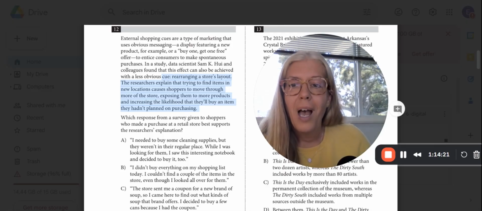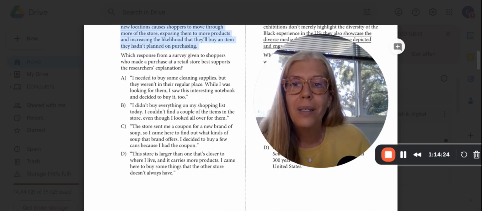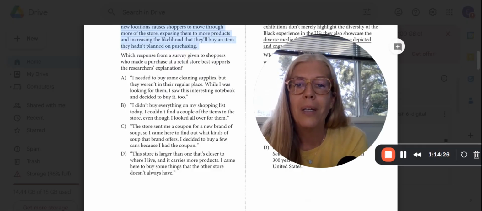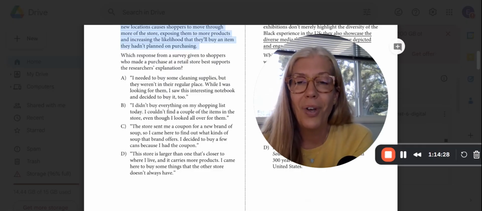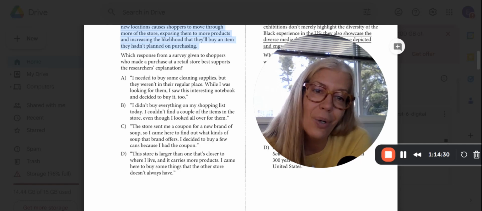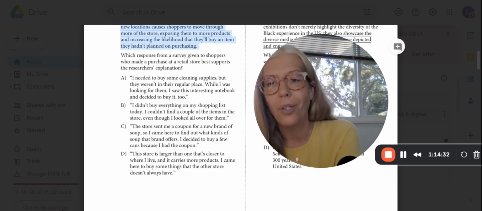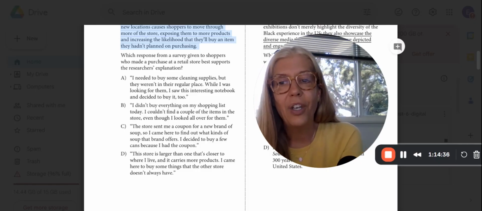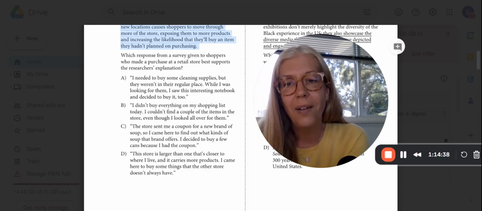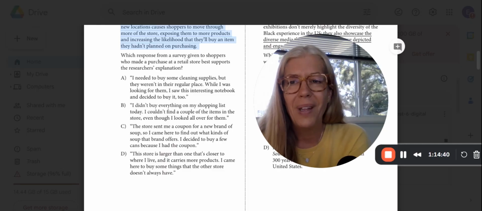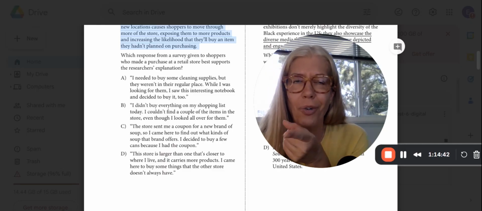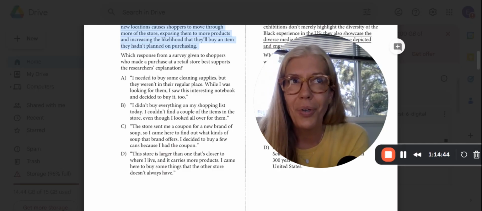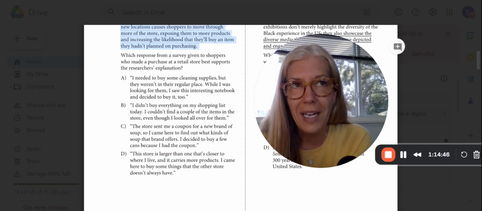All right, let's read A. I needed some cleaning supplies, but they weren't in the regular place. When I was looking for them, I saw this interesting notebook and decided to buy it too. That's perfect. That's a perfect answer. B, I didn't buy everything on my shopping list today. I couldn't find a couple of the items in the store, and even though I looked all over for them, that's the opposite of what they're going for. They rearranged the store so you couldn't find the thing you wanted and bought more.